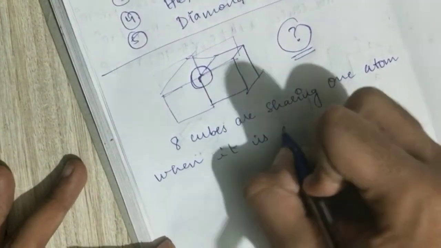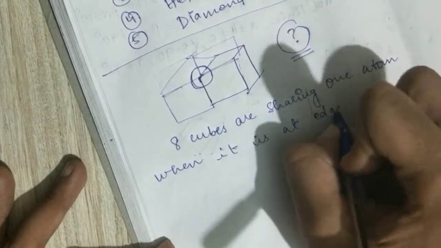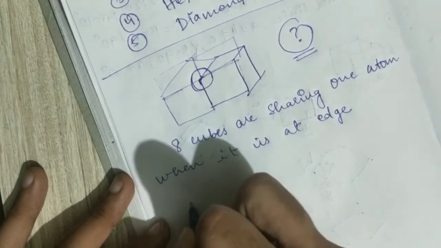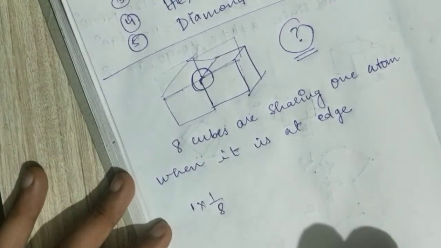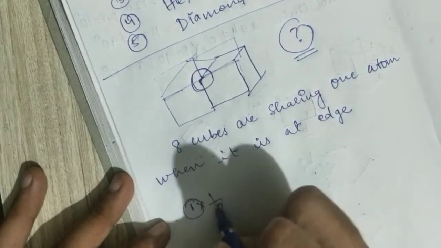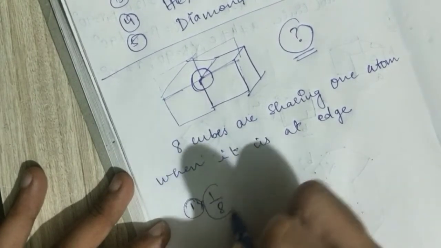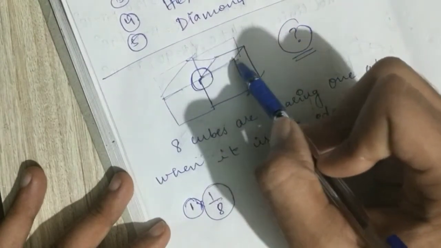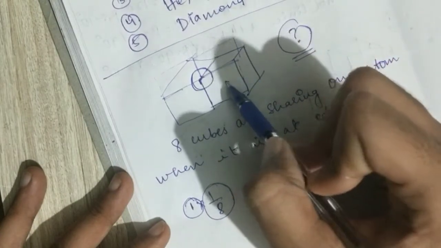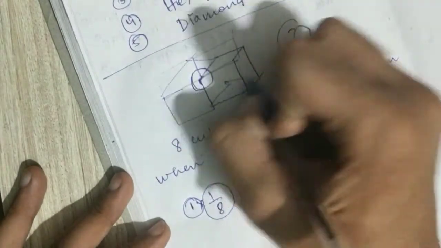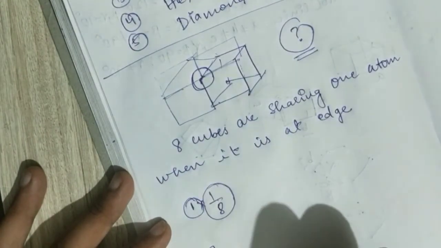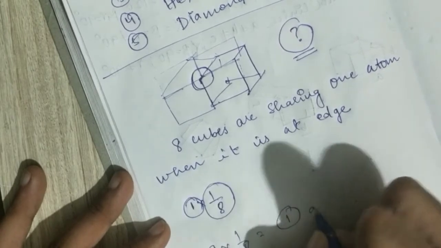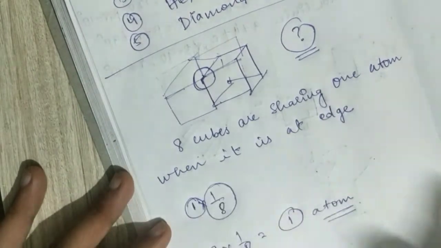when it is at the corner. Okay, so each atom is shared by 1/8. One atom is sharing 1/8 of itself with one cube. For a cube, how many corners are there? 1, 2, 3, 4, 5, 6, 7, 8. Totally 8 corners. 8 corners into 1/8: effectively, one atom is present. This one we need to know, okay?